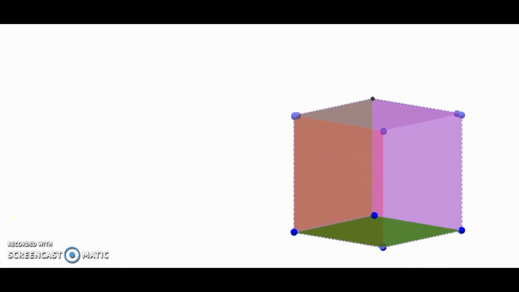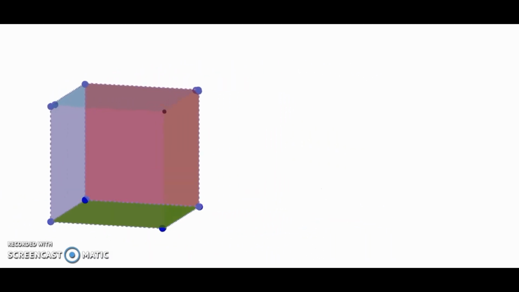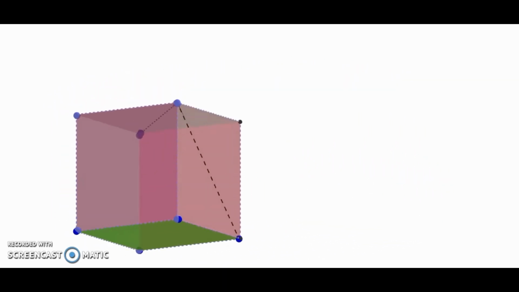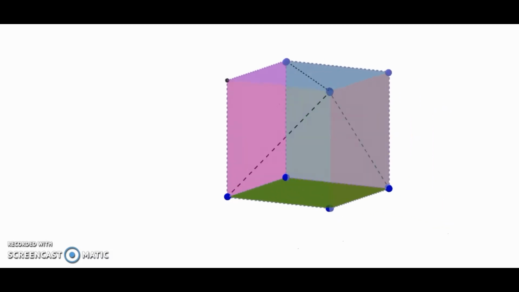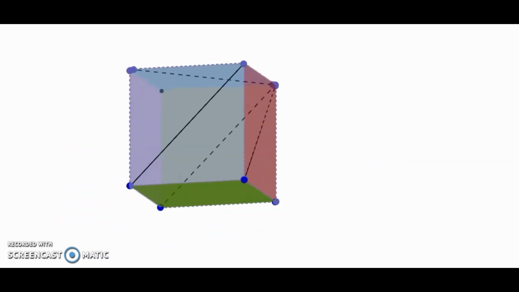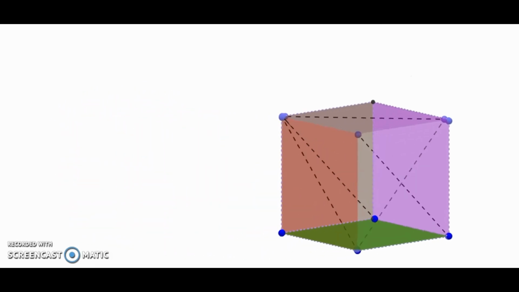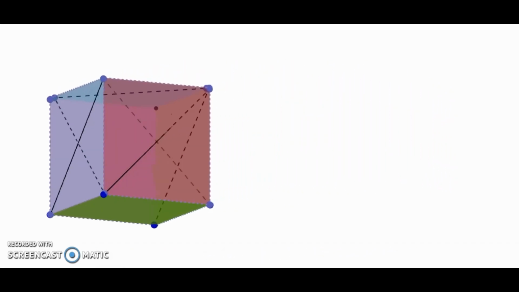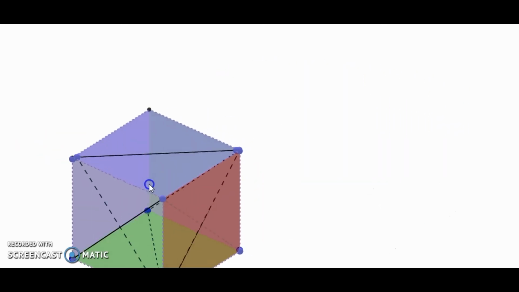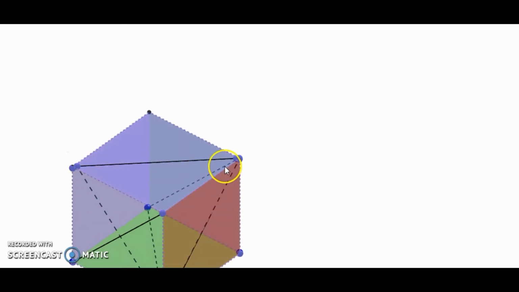Okay, now I'm going to draw diagonals on all the sides of this cube. You can see the diagonals coming up on every side of this cube. And why am I drawing these diagonals? These diagonals are actually the hypotenuse of the triangles formed in each of those sides, if you can see them. So if you see this, this is a diagonal of the top of the cube, and this is actually a hypotenuse of the triangle formed on this base.